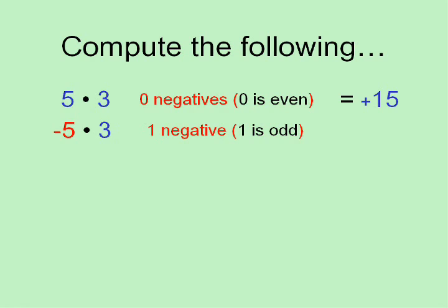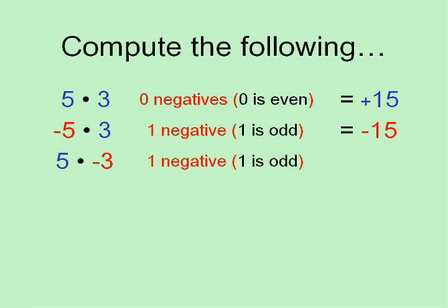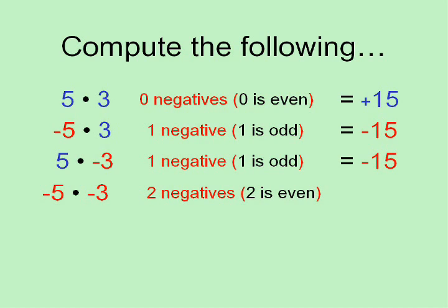We also know the answer is negative 15, because every time we have an odd number of negatives, the answer is negative. What about 5 times negative 3? Well, there's only one negative, and one is odd. The answer is still negative 15. Now in this problem, we've got how many negatives? 2 negatives. They're going to undo each other. 2 is even. So the answer, negative 5 times negative 3, is a positive 15.